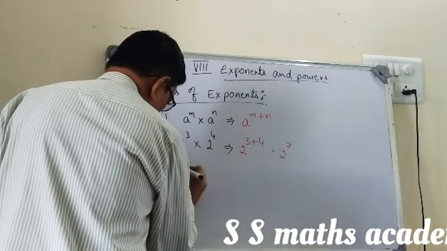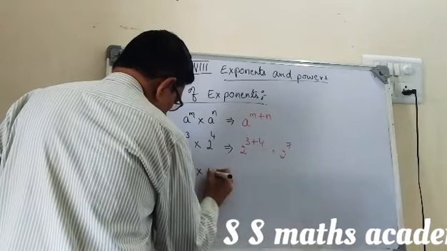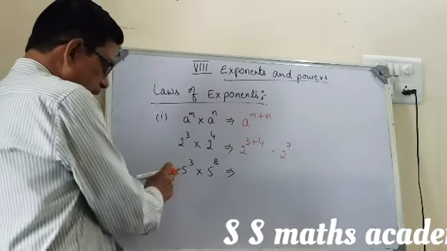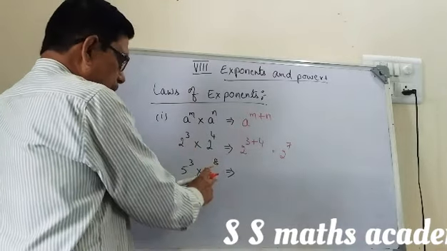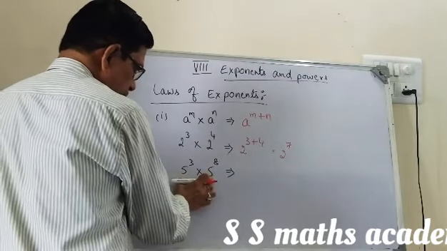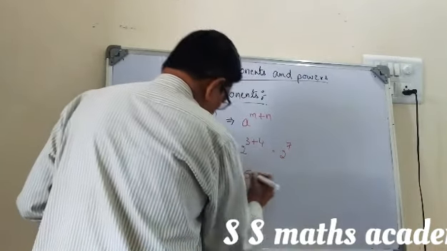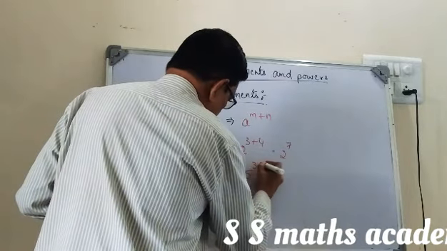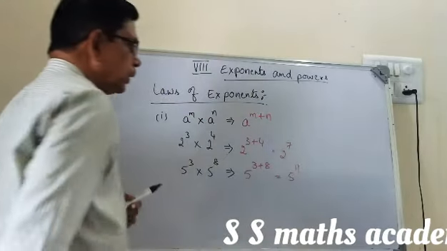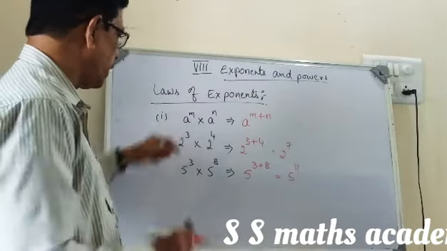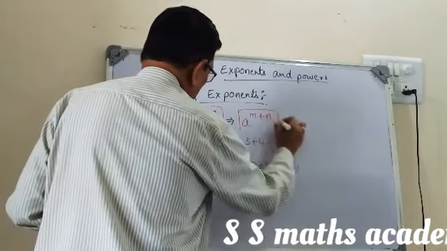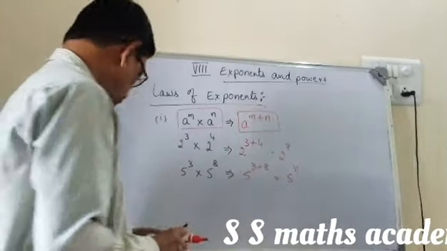We take one more example, 5 to the power of 3 into 5 to the power of 8. Here what is the base? 5 is the base, 3 is the power, and here also 5 is the base, 8 is the power. So the bases are the same. We write 5 to the power of, we need to add the exponents, that is 3 plus 8, is equal to 5 to the power of 11. So what is the first law? The first law is a to the power of m into a to the power of n is equal to a to the power of m plus n.